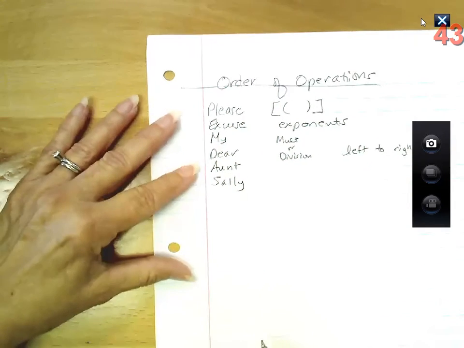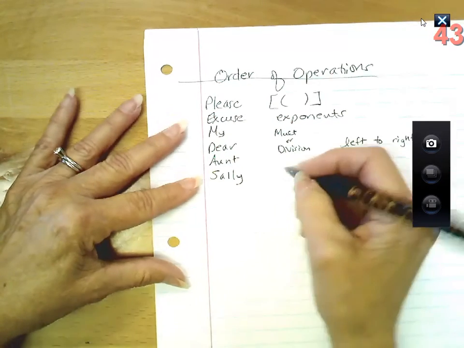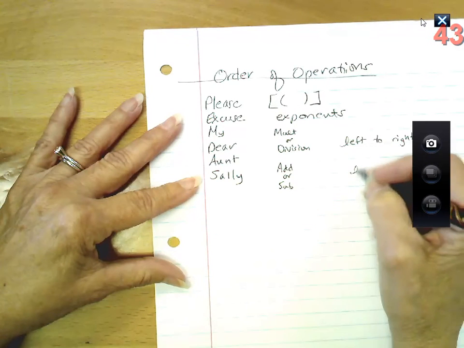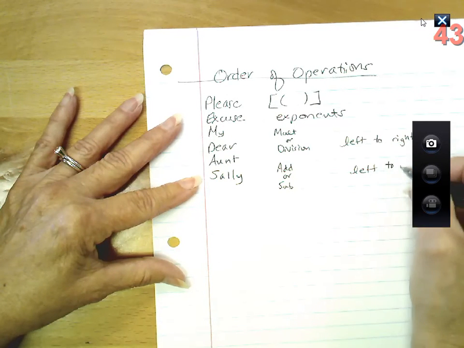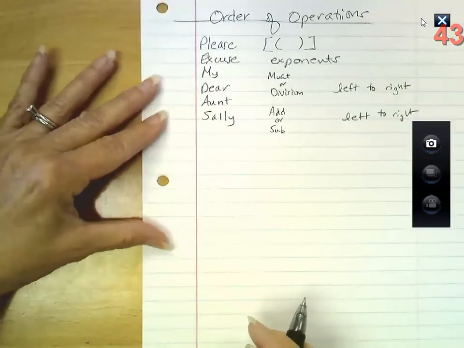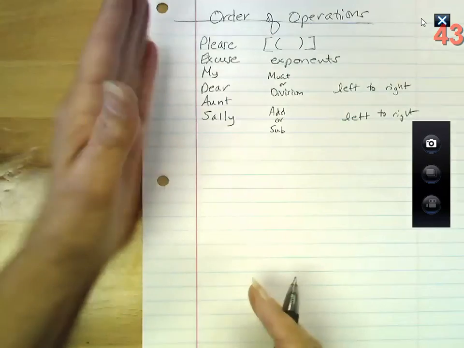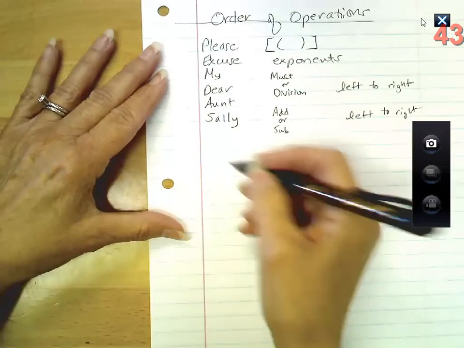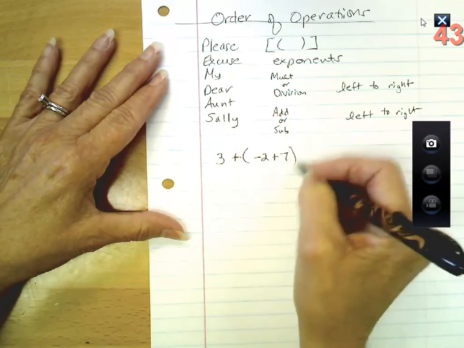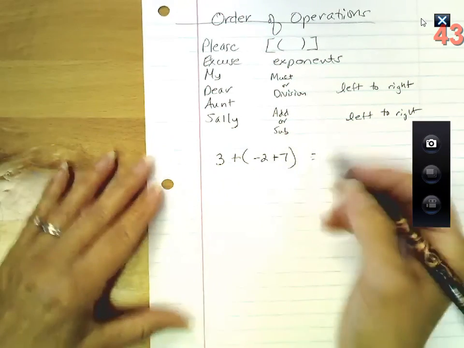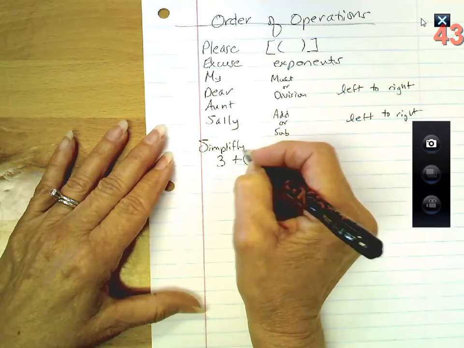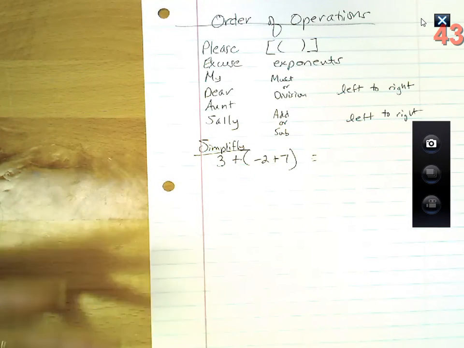Multiplication or division is my dear Aunt Sally, then addition or subtraction, whichever one comes first from left to right. And then I'm going to show you some problems so you can refresh your memory on how to do this. But this is called the order of operations. Now you have a 3 plus a negative 2 plus 7. Your instructions are to simplify, which means make it simpler than it is right now.